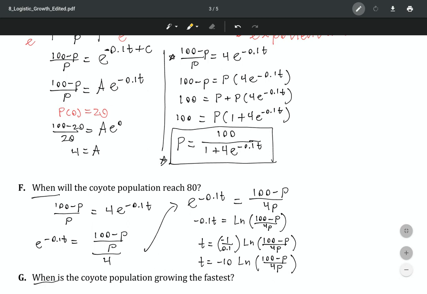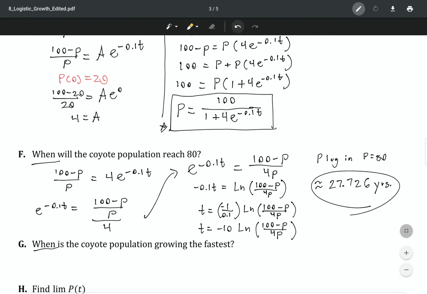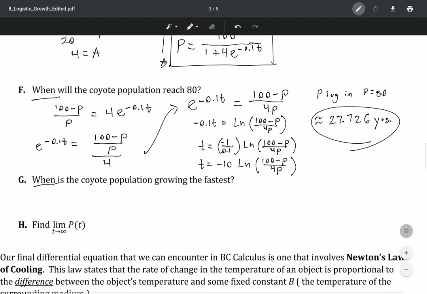So again, what I did here is I plugged in 80 for p, or p is equal to 80. And when you do that, you get approximately 27.726 years. That's how long it would take for the population to go up to 80.